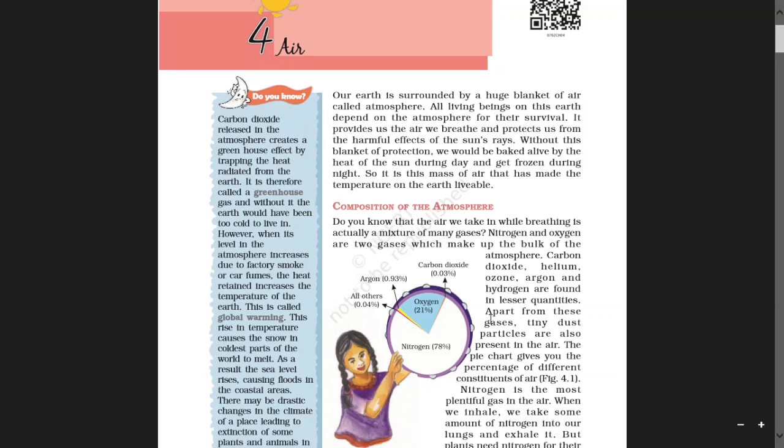Carbon dioxide, helium, ozone, argon and hydrogen are found in lesser quantities. Apart from these gases, tiny dust particles are also present in the air.